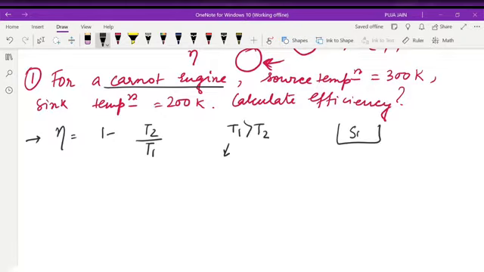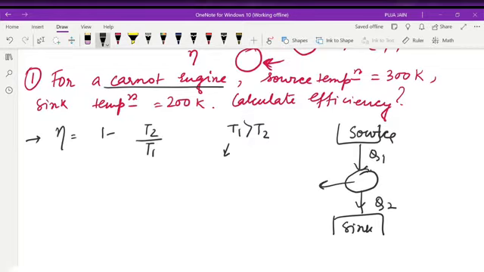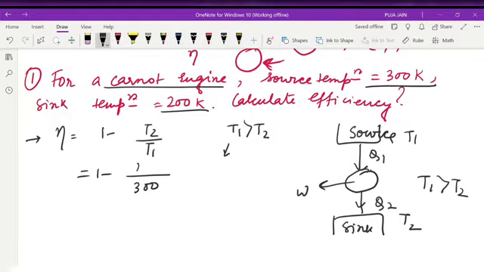Where T1 is greater than T2. Remember the diagram: this was the source, this is work done on the system, then this is the sink, this is Q2, this is Q1 and this is W. This was at a temperature T1, this one is at a temperature T2, and T1 is greater than T2. So this is T1 and this is T2. So I am getting 300 minus 200 by 300, that is 100 by 300, that is 1 by 3.